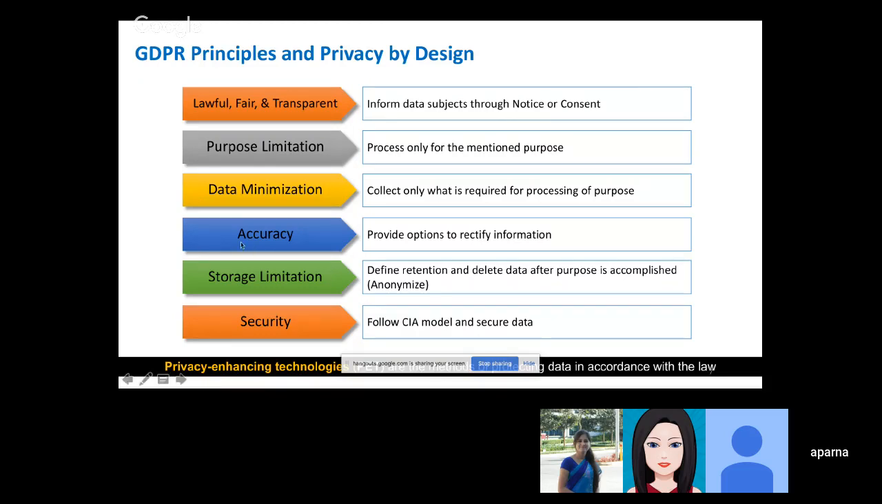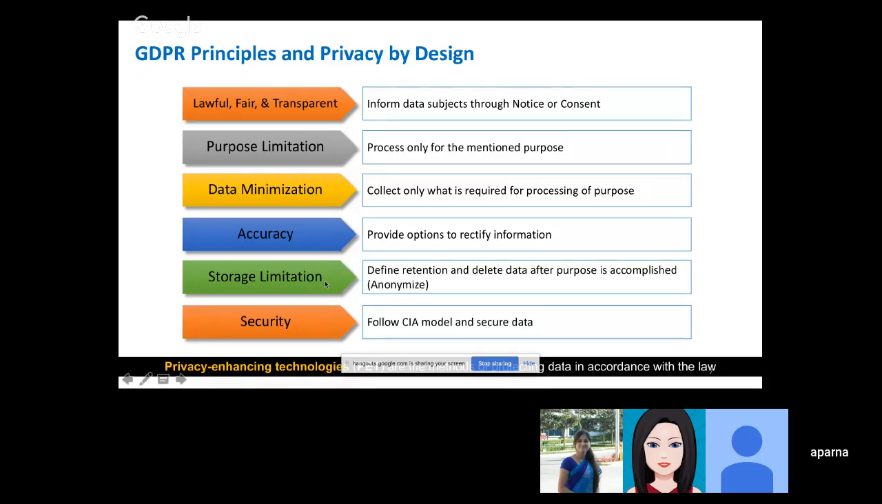The next principle is accuracy. Each data subject has a right to keep the data accurate at all times. So if I have given my address to a bank and there was a mistake, probably instead of writing 2, I wrote 3, I should be able to rectify that information either through an online channel, or by calling the customer care, or by writing to somebody. So you have to provide all these options for each personal information that you are collecting from the data subject.